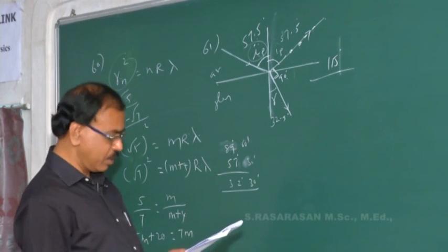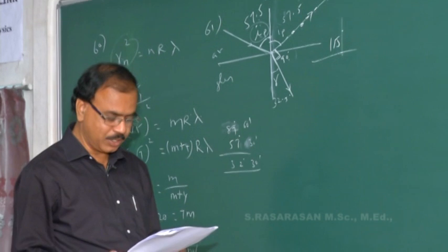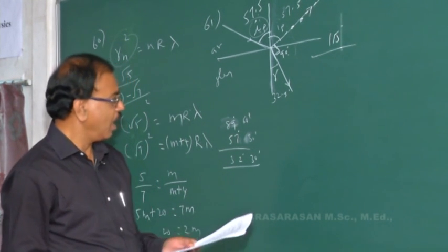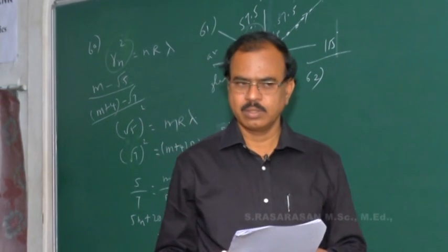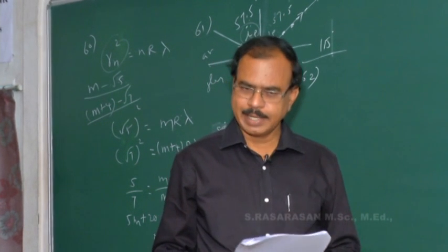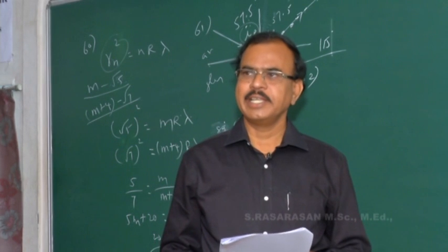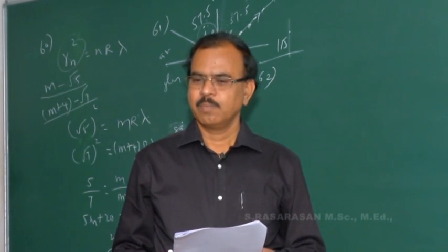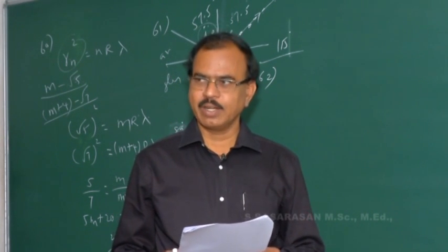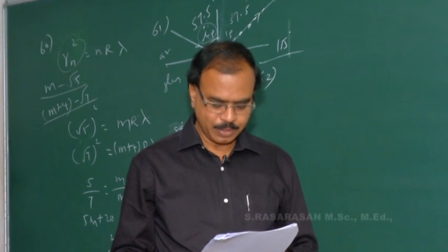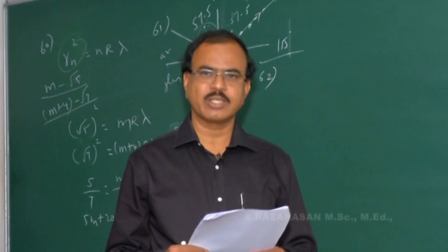So for question 61 in this paper, the angle between the incident ray and the reflected ray is 115 degrees. And question number 62: If I is the angle of incidence, the angle between the incident wave front and the normal to the reflecting surface is dash. We have to answer this question from the diagram proving Huygens wave theory, that is, reflection of a plane wave front at a plane surface according to Huygens wave theory.